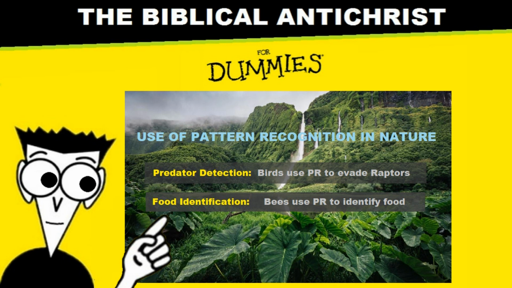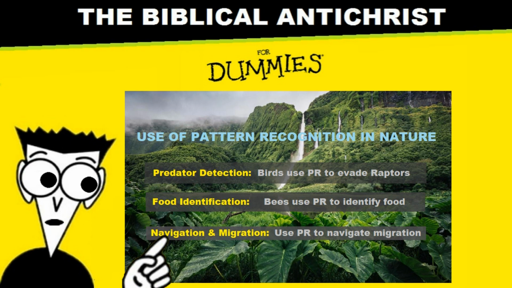Food identification. Animals also use pattern recognition to identify food sources. Bees recognize specific patterns of colors and shapes on flowers that signal the presence of nectar, guiding them to the right plants for sustenance. If they fail in their ability to do successful pattern recognition as a bee, they will starve to death.